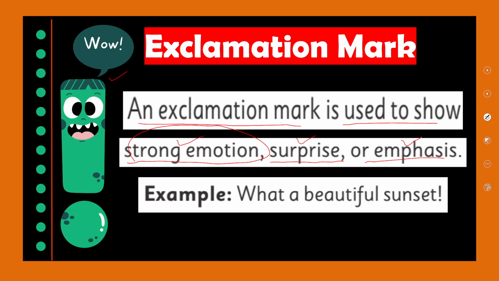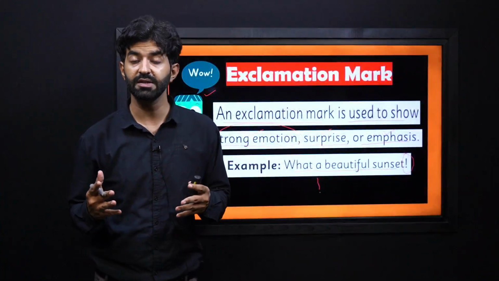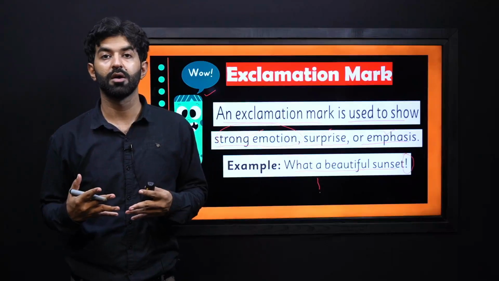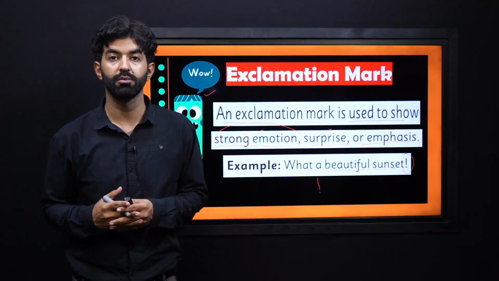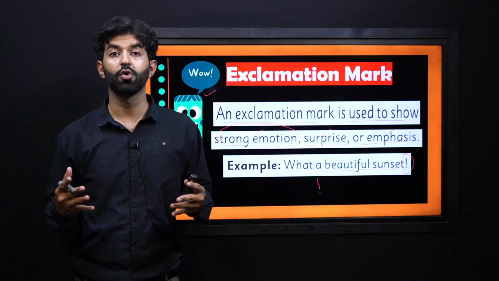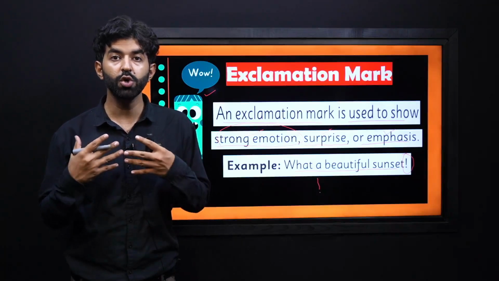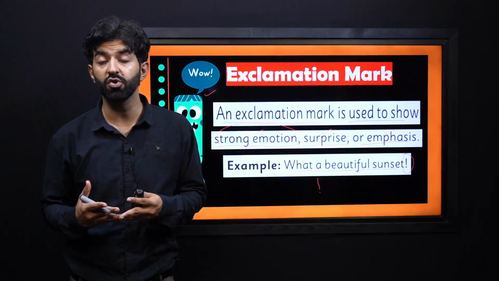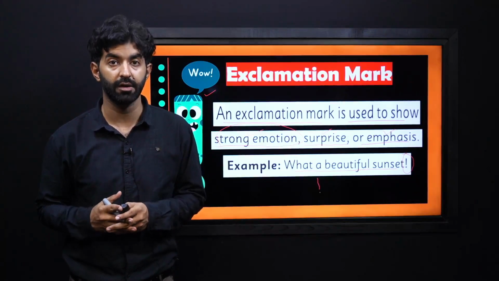Let's look at an example. What a beautiful sunset! Now, this is followed by an exclamation mark, and an exclamation mark looks something like this. So, if you happen to go outside and see a sunset, you immediately articulate a very strong emotion about what a beautiful sunset. So this emotion needs an exclamation mark at the end.